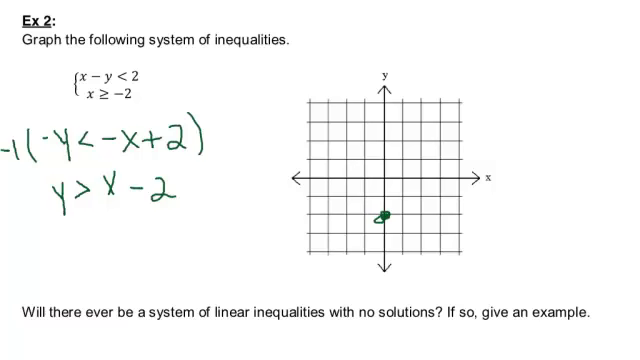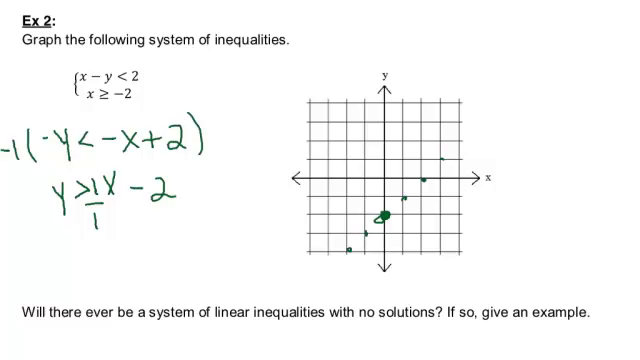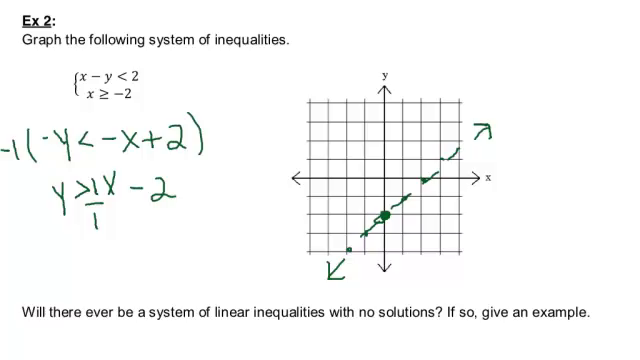So now let's graph. We start at negative 2. So again, that's our y-intercept. Our slope here is 1 over 1. So we go up 1 over 1. You can also go down 1 to the left 1. And our line is going to be dashed. And then we just need to shade. Our symbol is greater than. So if we put our pencil on our line, we are shading above the line.